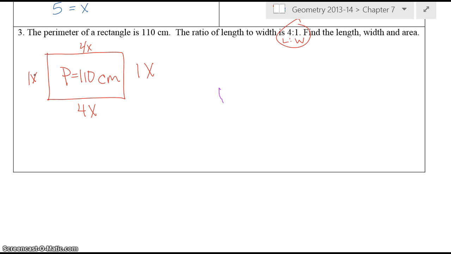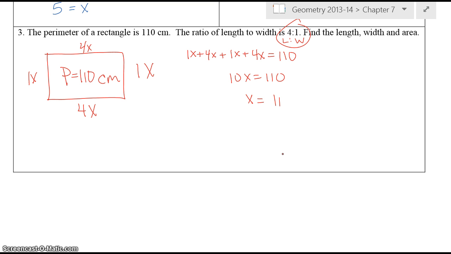And again, you might be able to do some mental math here, but for sake of notes, I would write this step down. I would say 1x plus 4x plus 1x plus 4x equals your perimeter, which is 110. Combine like terms, so all those x's need to be added together, and you should get 10x equals 110. And if you divide by 10, you get x equals 11. Questions about how we got x?